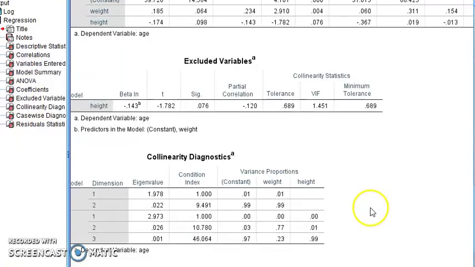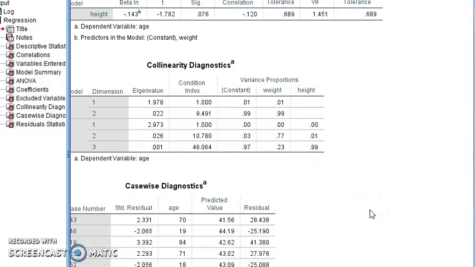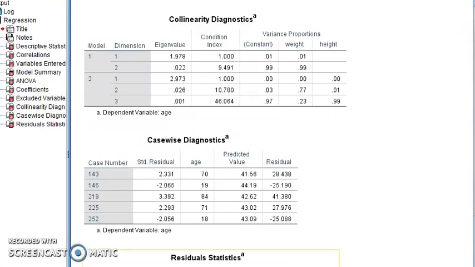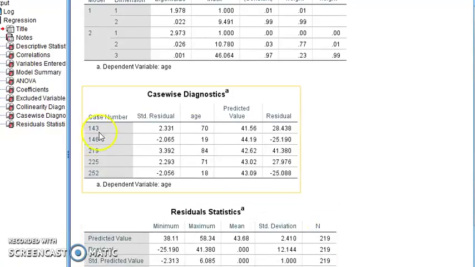Moving down, we're also going to look at our case-wise diagnostics. Now, if you remember when we set this up, we chose 2 standard deviations for our outliers. And in this particular data set, we can see that there are 5 case numbers that actually are producing standard residuals that are plus or minus 2 standard deviations. And what that really means is that these predicted values, which are our age, those are what we're predicting, are falling above and beyond what they should be.